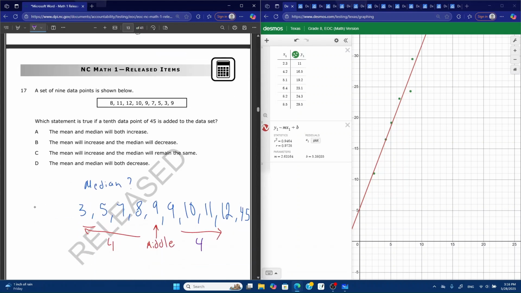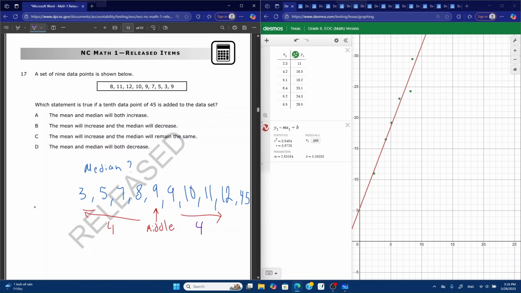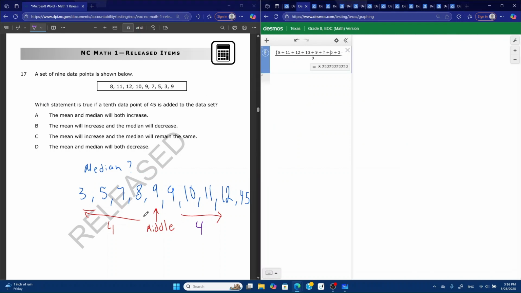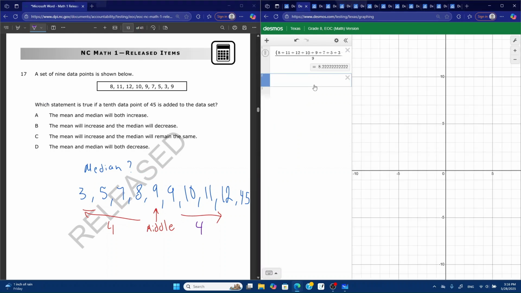17. A set of 9 data points is shown below. Which statement is true if a 10th data point of 45 is added to the data set? All right, moving on. We're being tested on our knowledge of mean and median.